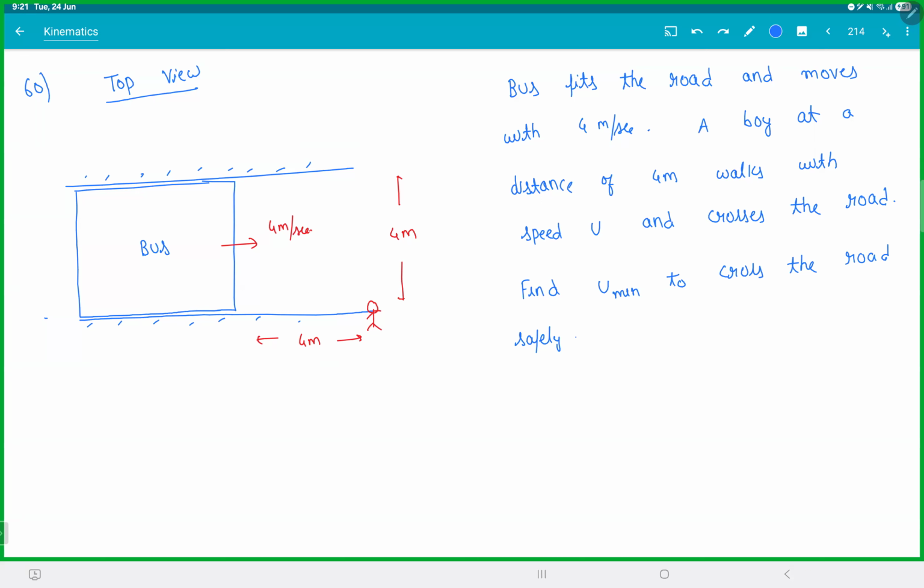Shreyansh. You got 4 root something? You got even more than 4, no? You could have gone straight only. That would have been better. You got even more speed. Now listen. First thing, the most common mistake: there is no reason why the man should go straight. So let the boy walk at an angle theta.